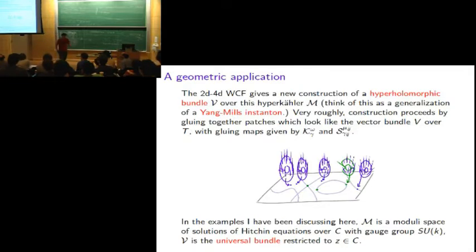It means it has a vector bundle over it. It's just what you'd think, right? Now we've got a vector bundle over it, and this vector bundle has to get along with the hyperkähler geometry. It means it's a hyperholomorphic vector bundle. Think of hyperholomorphic as a generalization of a Yang-Mills instanton. If M is four-dimensional, that would mean a Yang-Mills instanton. OK, fine. So in the case of the Hitchin moduli space, in the examples we've been discussing here, this vector bundle is the universal bundle, the universal solution of Hitchin equations. That's naturally a hyperholomorphic bundle over the moduli space.